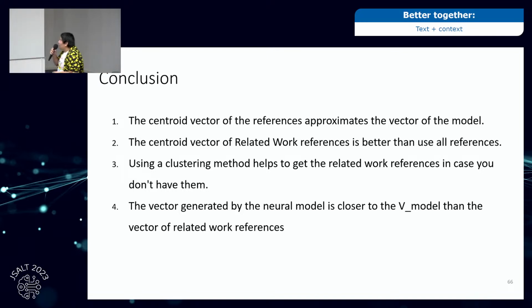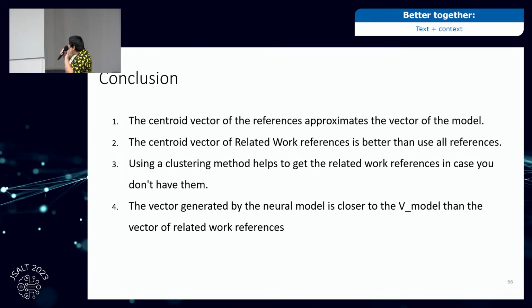Now, the central vector of related word references is better than using all references. I think this is the most important conclusion. Using only related words is faster and closer to the vector of the model. Using a clustering model helps to get related word references in case you don't have them.